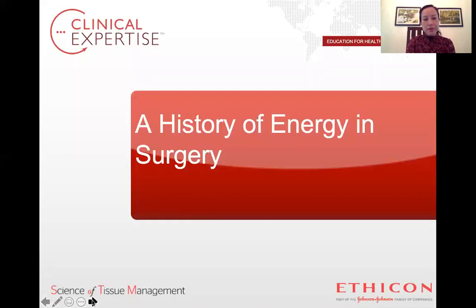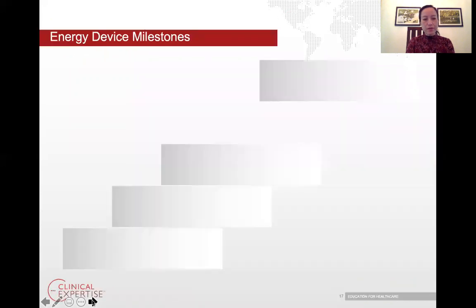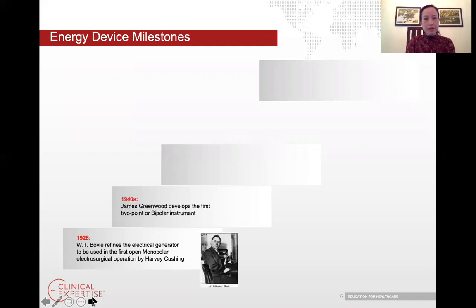The understanding of hemostasis and tissue dynamics has been critical in the evolution of surgical energy devices. This evolution was driven by the need to improve surgical outcomes. As far back as the 1920s, Bovie developed the first monopolar generator that we know now as the diathermy. In the 1940s, Dr. James Greenwood performed the first 2-point coagulation with further refinements in bipolar energy, such as the Cleppinger forceps, throughout the 50s and 60s.